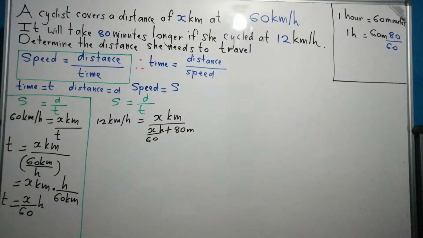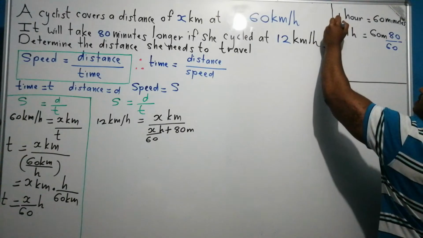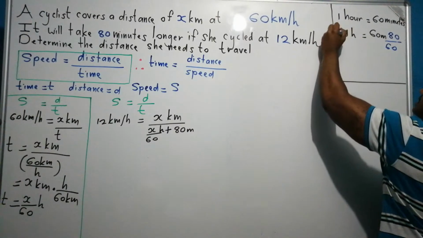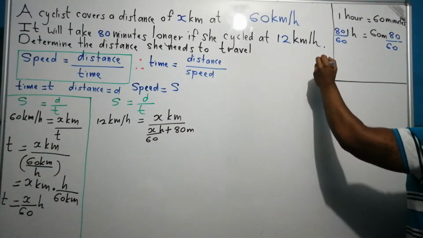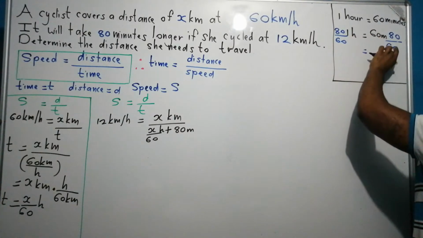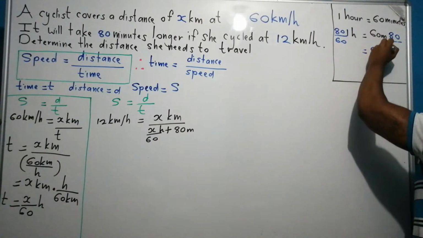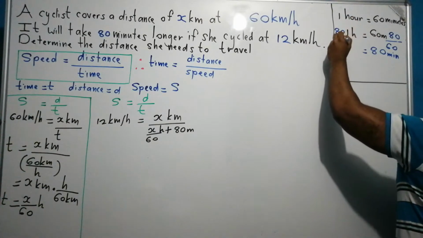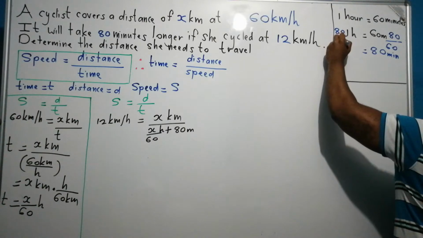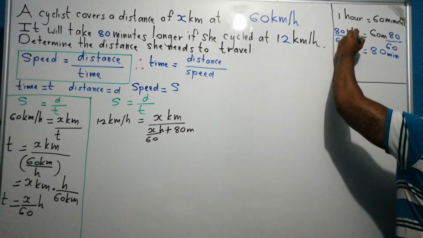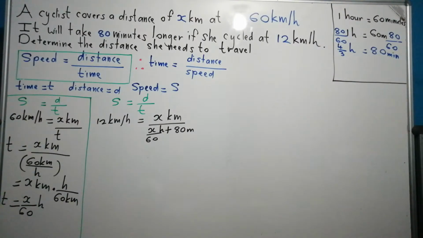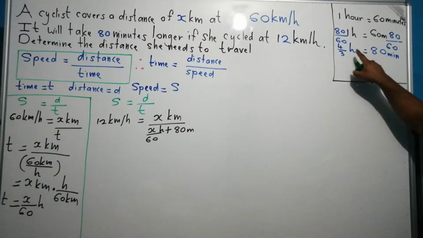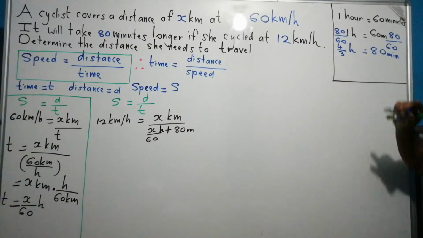Why am I doing this? So I want 60 and 60 to cancel. I just want 80 on the right hand side. So whatever I do on the right hand side, I must do on the left hand side. So that's 80 over 60. So therefore 60 and 60 cancel. You end up with 80 minutes. And 80 over 60 is the same as 4 over 3 hours. So 80 minutes is the same as 4 over 3 hours.